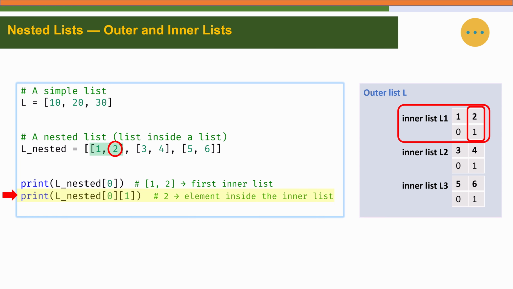This kind of structure is very common when dealing with tabular data, matrices and multi-dimensional arrays. Visually, you can imagine a big container, the outer list, holding several small containers, the inner lists, each containing its own values. So understanding this structure is essential before learning about the concepts of shallow and deep copies, because when you copy a nested list, you have to decide whether to duplicate just the outer container or all the inner ones as well.